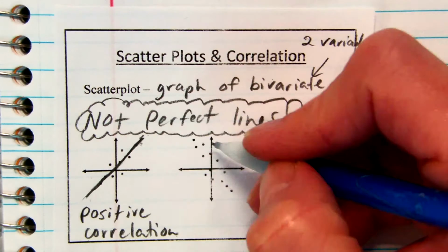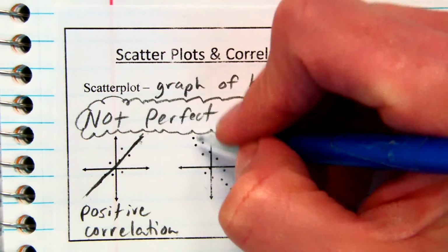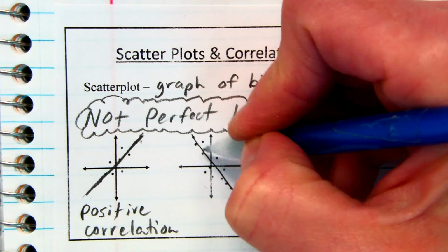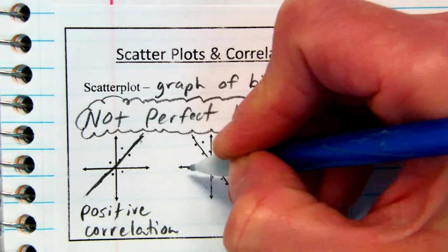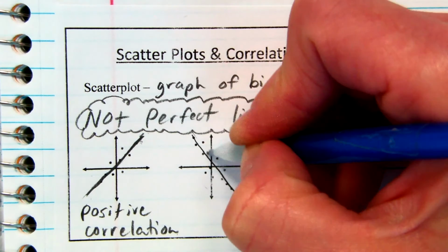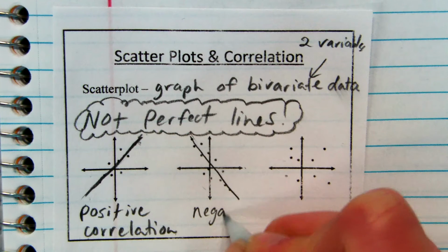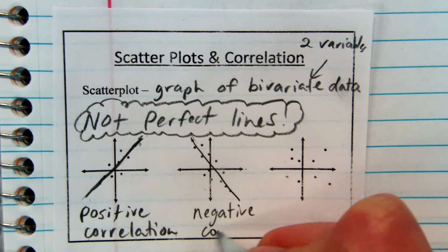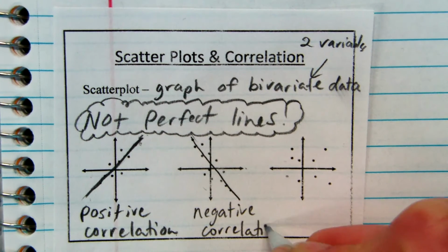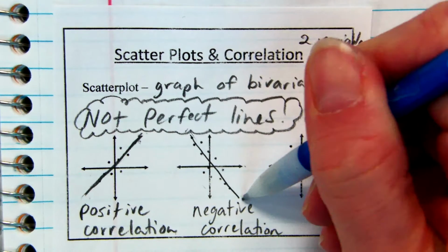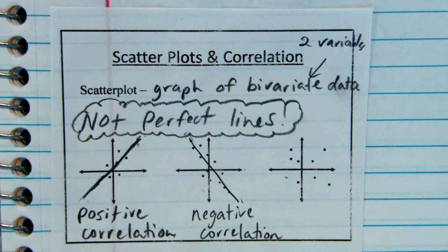Okay, so this one, if you're going from left to right, you can see that the points are going down. As a general trend, as x gets bigger, y is going down. We call that negative correlation. And if you look at the best fit lines that I drew, this one has a positive slope. That one would have a negative slope. That's where they come up with the terminology.